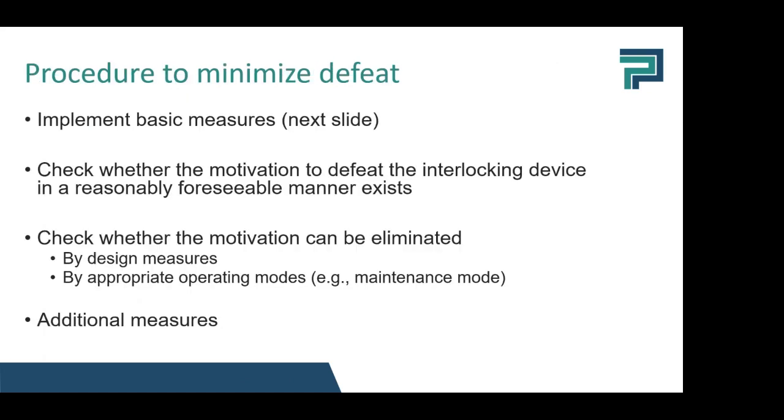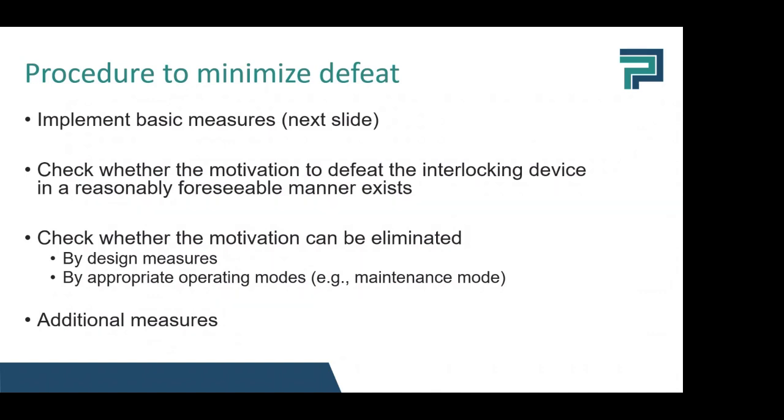The standard gives a procedure to minimize defeat, and therefore the first thing that we will do is implement basic measures, and I will talk about these basic measures in the next slide. Then we will check if there is a motivation to defeat, and we will use the previous annex for this. The third one, and a very important one, I think personally, is to check whether the motivation can be eliminated. And this can be done by design measures.